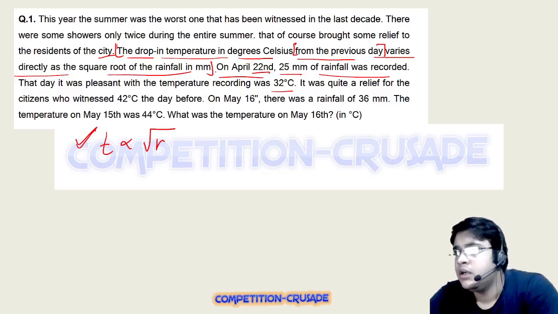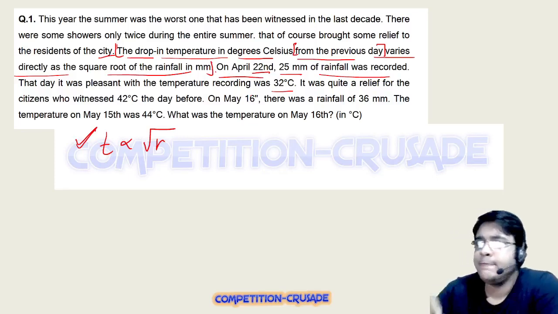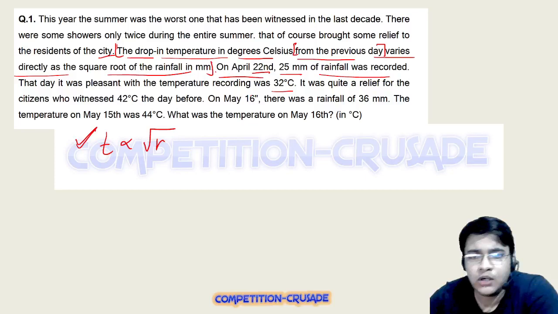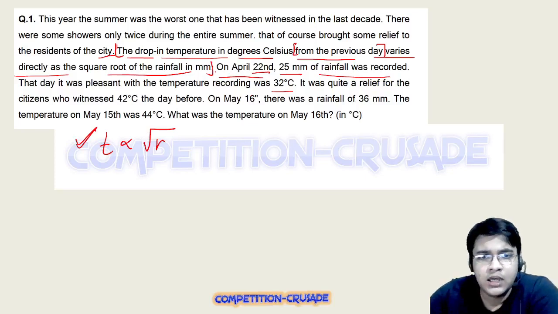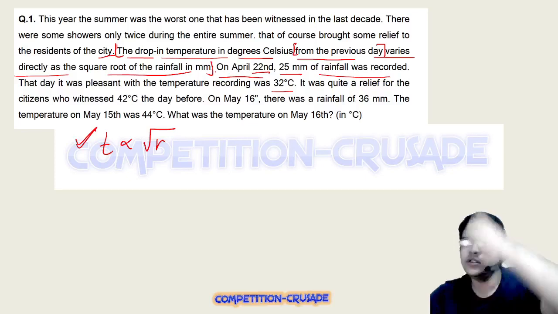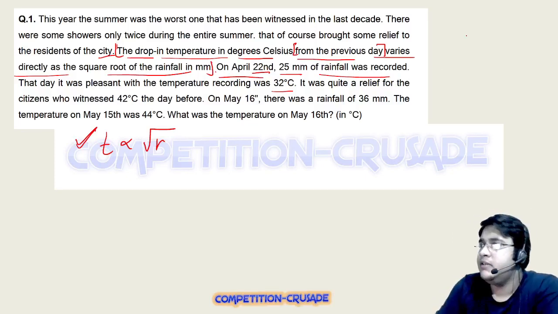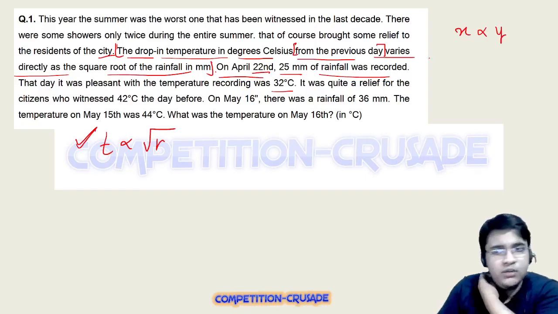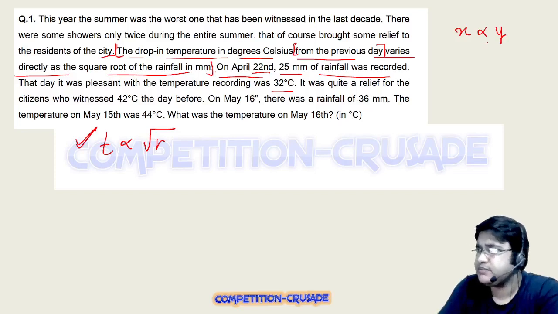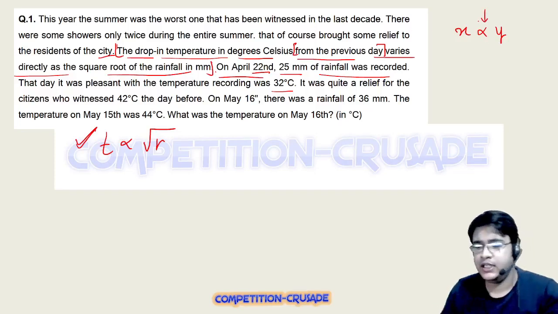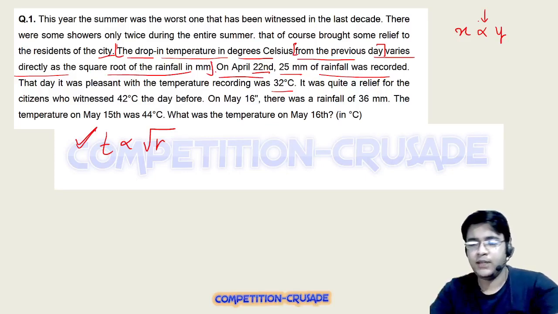Now interestingly, this is a problem based on variations, and anybody who has ever solved problems on variations would know that typically when x is proportional to y, or x is directly proportional to y, we have to convert the sign of proportionality into an equality sign. Okay, give me a second.